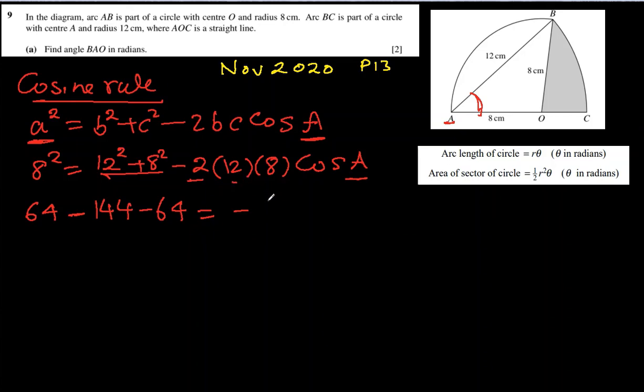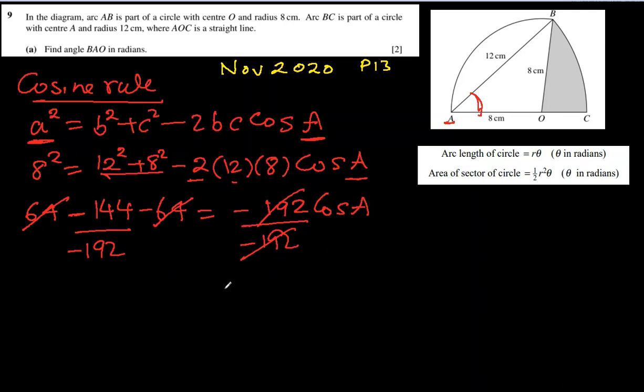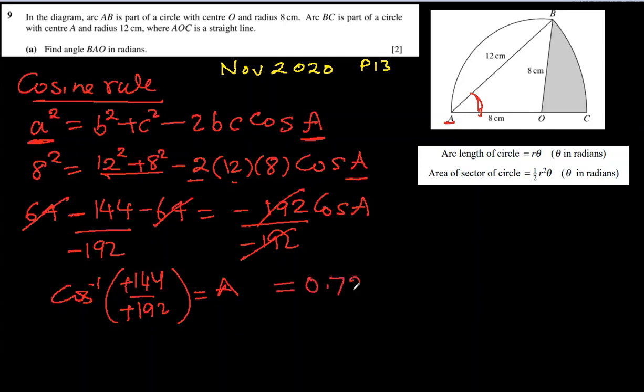12 times 2 is 24, times 8 is 192 cos A. Okay, 64 and 64 will get cancelled out, so we are left with minus 144. Let's divide both sides by minus 192, so that we get rid of this one. So A becomes cos inverse of minus 144 over minus 192. Both cancel out and we get the angle as 0.723 radians.